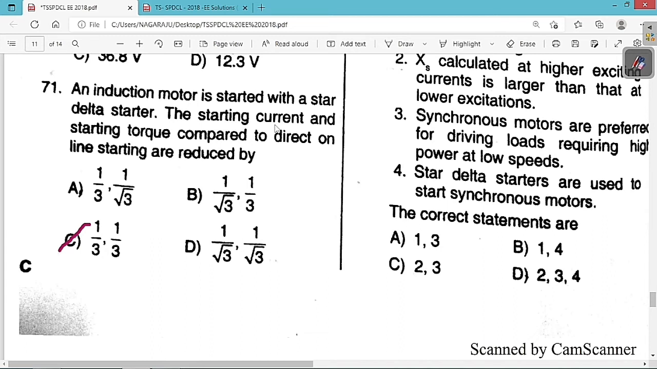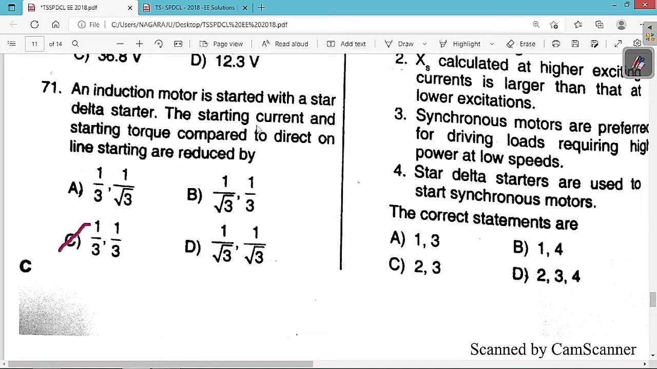Means initially we are going for the star, and then later after some time we are going to go for the delta connection of the stator winding. So the stator winding, initially we are going to connect in a star connection, and then we are going to connect in a delta fashion. Then if you compare the starting current and the starting torque, because of star connection and delta connection, what is the factor they are going to get reduced?